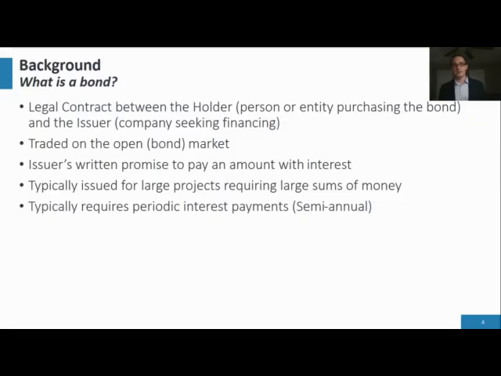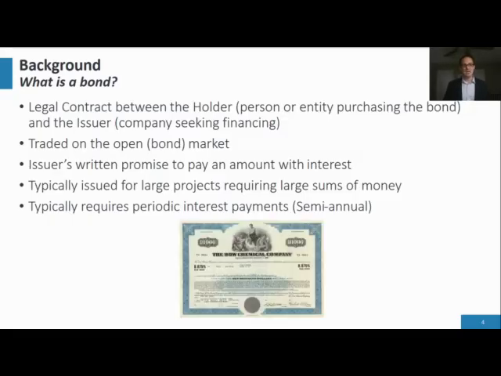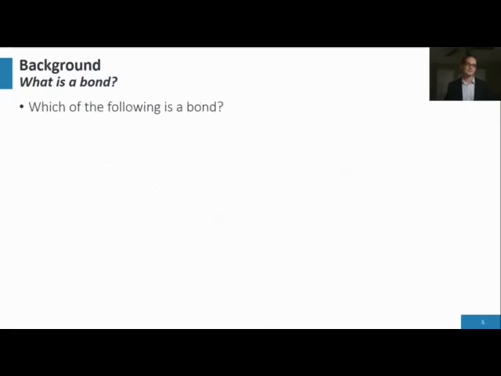A bond typically requires periodic interest payments, the semi-annual interest payments we talked about, and traditionally you'll see this piece of paper. This is what the bond looks like. Nowadays, given e-trade platforms, you may not receive this bond, but you still can, and I remember some of my first investments, I actually had the physical bond itself, which we're going to cover, what that looks like and all of the different areas of detail on that bond, in a later slide.